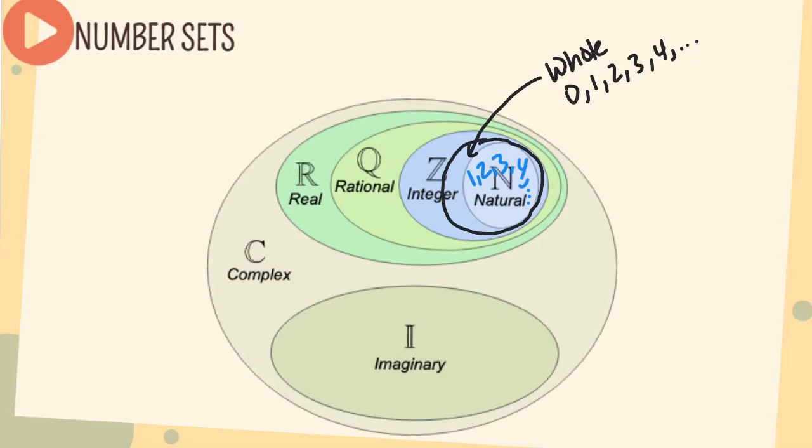Integers are a little bit different. Integers have negatives. So natural numbers and whole numbers start at 1 and 0. However, integers go from negative infinity to positive infinity, but there are no decimals or fractions. So they are like -3, -2, -1, 0, 1, 2, 3, and so on.